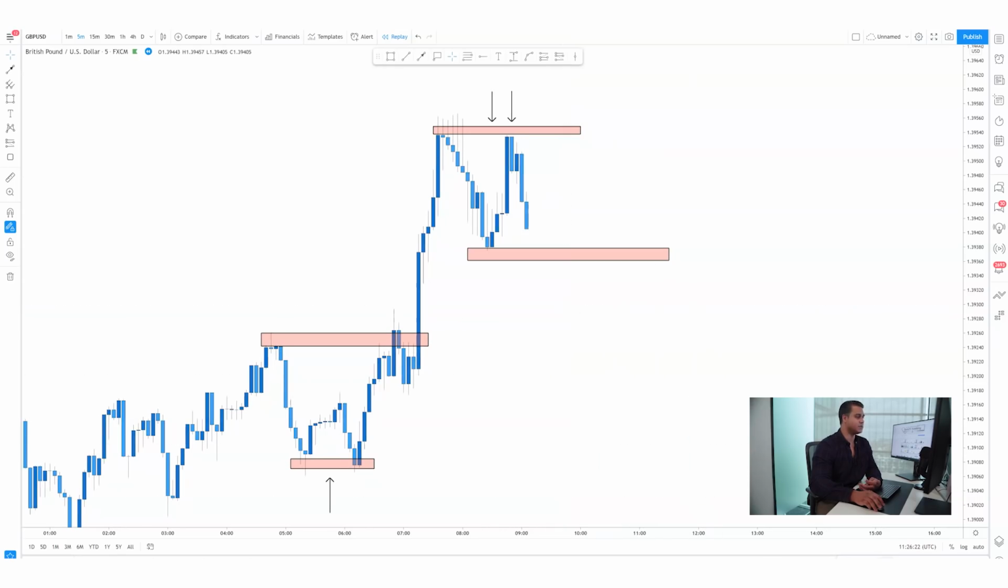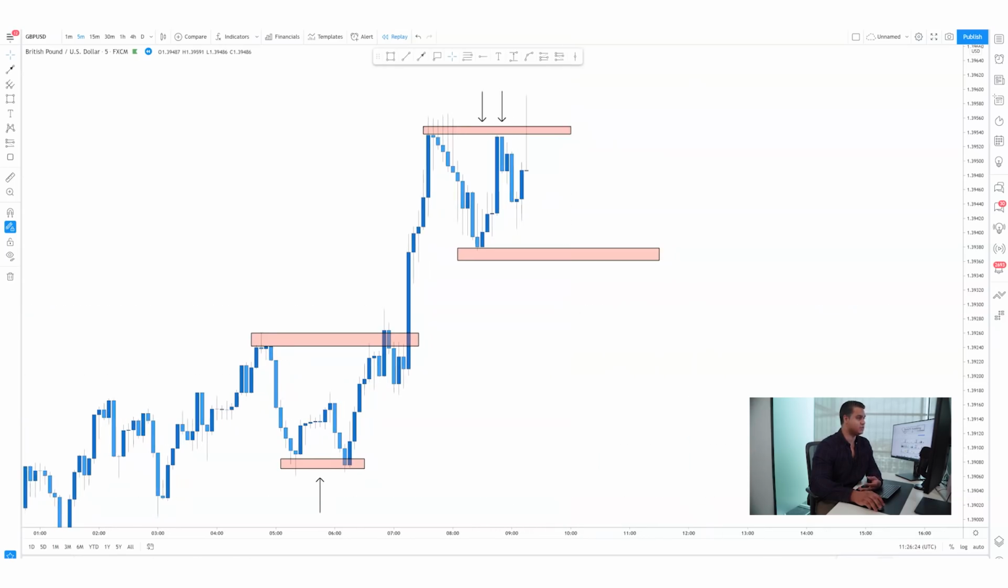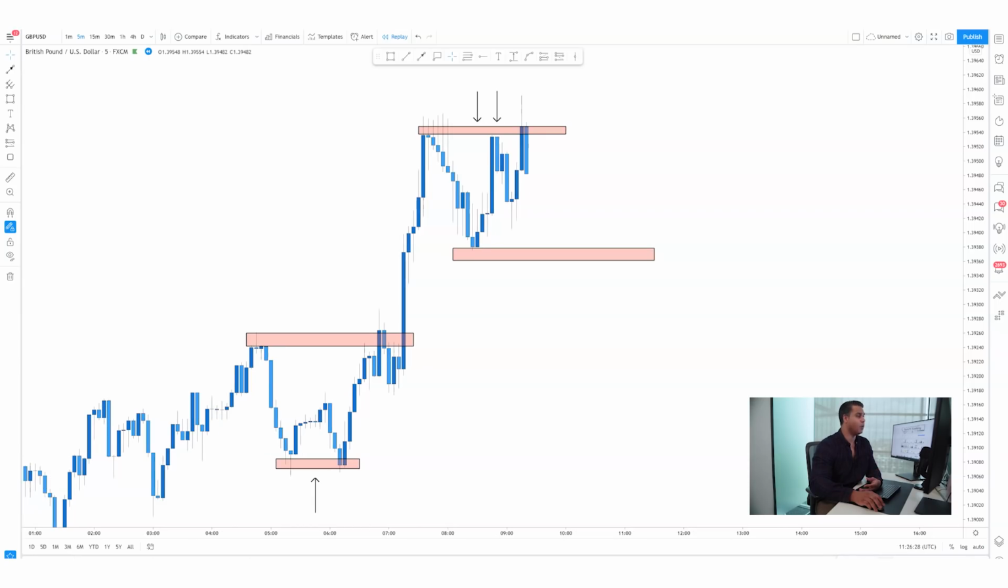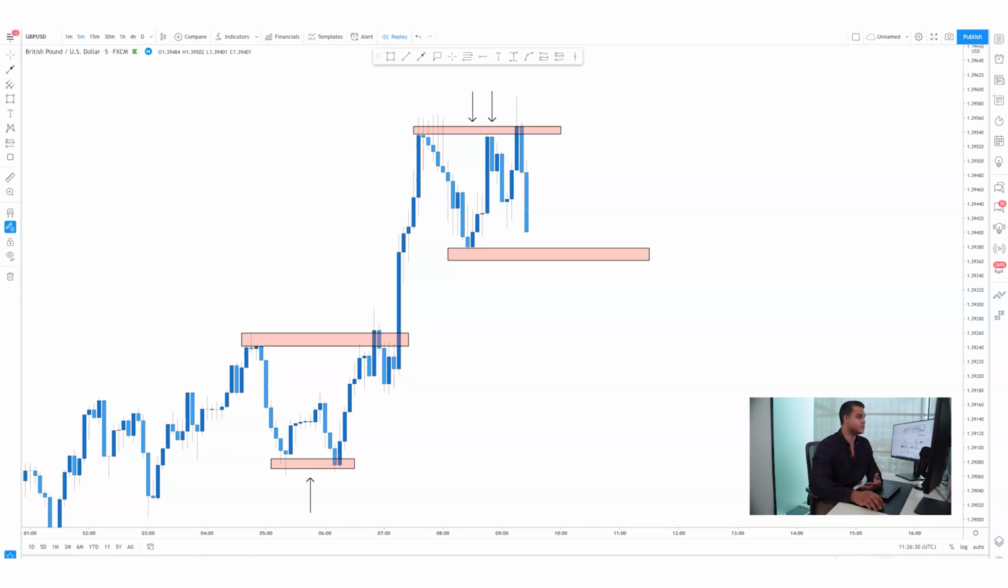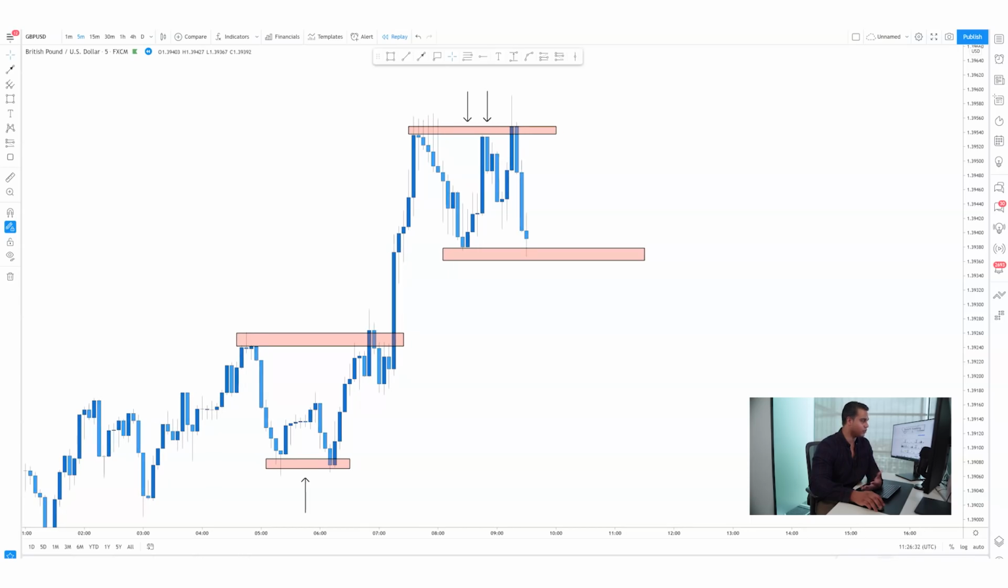So let's see what happens. The market just continues to move sideways. I'm not going to continue to narrate this, but what we're waiting for the market to do is break the highs or break the lows to indicate where it wants to go.